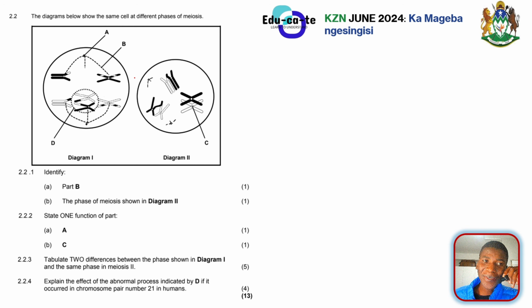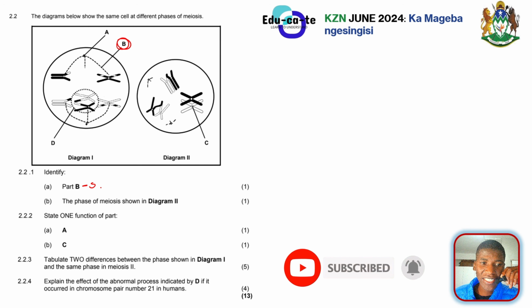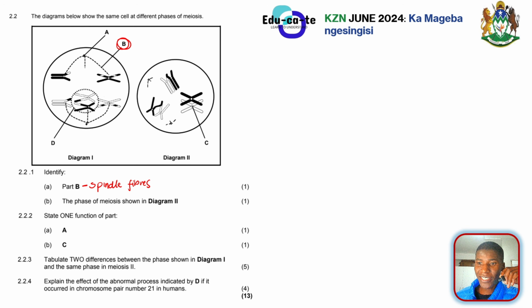So here, let us just look at the first diagram. You can see that we have got a couple of labels. For now, probably we don't need to know the phase so that we can answer 2.2.1. It says identify part B. You can see that part B is just a dotted line that connects to a chromosome. And remember, these threads that attach to chromosomes are known as the spindle fibers. So we can just say part B is the spindle fibers. Okay, so no big deal about that.